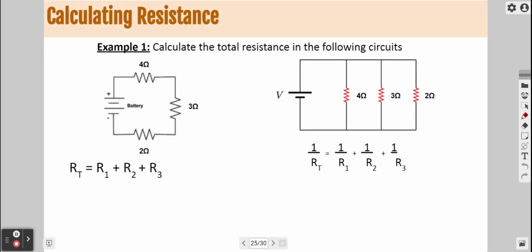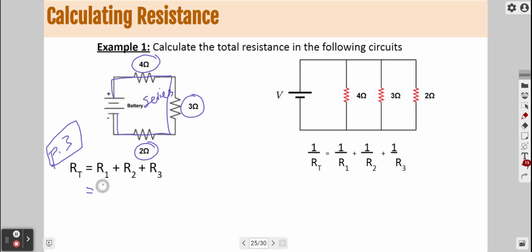Example 1: calculate the total resistance of the following circuits. We have a resistor here, and a resistor here. This is a series circuit. There is only one pathway through all those resistors. Make sure you look on page 3 of your data booklet to see where this equation is. It shows that you're just going to add all these different resistors up. So we have 4 ohms plus the resistance of the second resistor, which is 3 ohms, plus the resistance of the third resistor, which is 2 ohms.